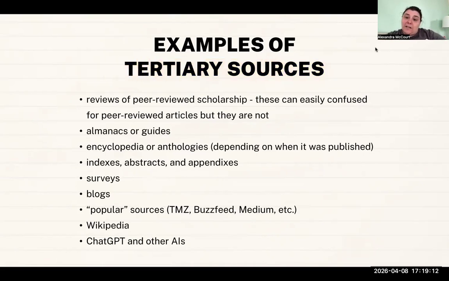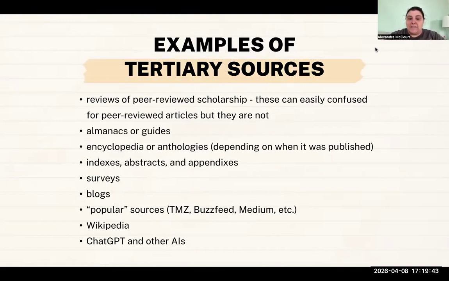Some encyclopedias and anthologies, it depends on when it was published. If it's a newly published encyclopedia, think within the last 5 to 10 years, that would be a secondary source because it's got new information. But if you're looking at an encyclopedia from like 1965, it may still have interesting information, but it's so far removed from the thing that we're talking about that it needed to be updated. So at that point in time, it would be considered a tertiary source.